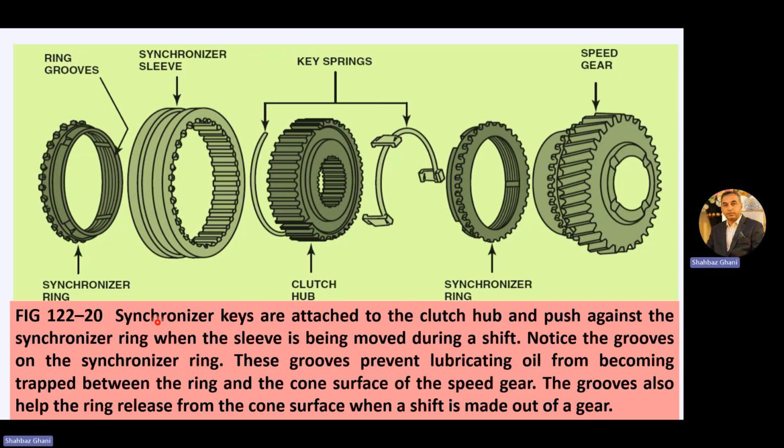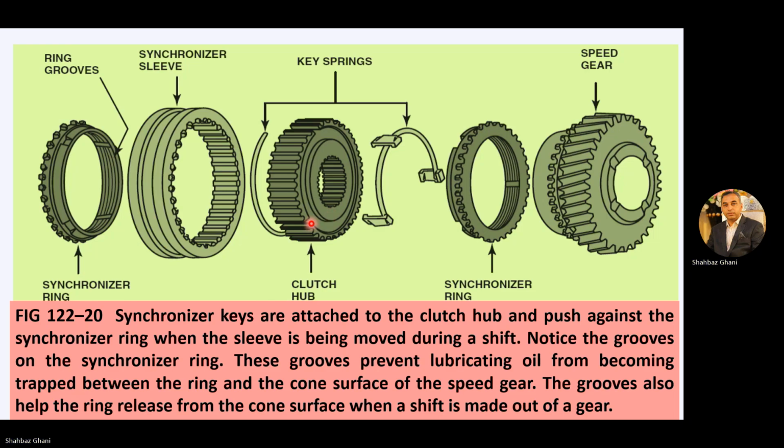Now, synchronizer keys are attached to the clutch hub. First, let's see, these are your ring grooves and these are the keys. Here we put the spring keys, the synchronizer ring. Then we have the synchronizer sleeve. Then these are the key springs. And then we have these keys, the clutch hub, then the synchronizer ring, then the gear clutch, and then the speed gear.